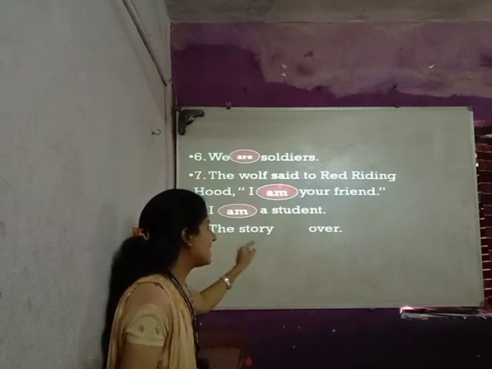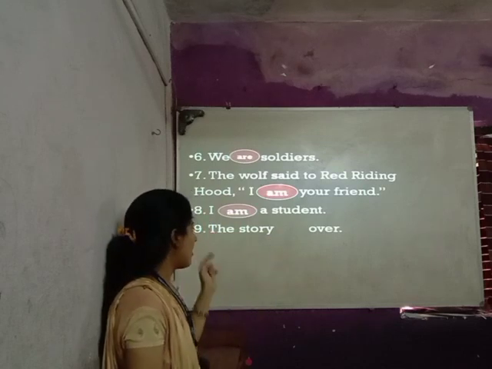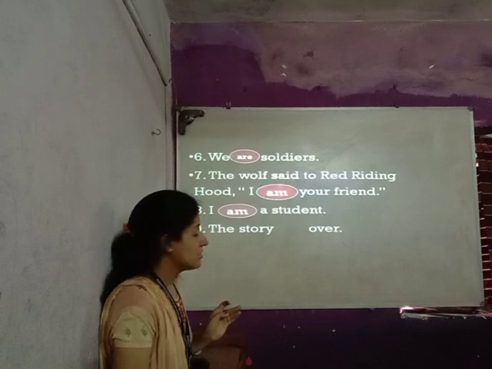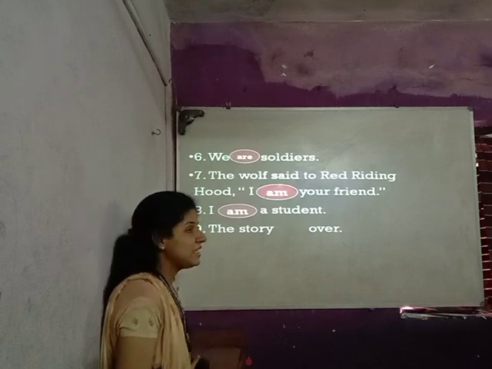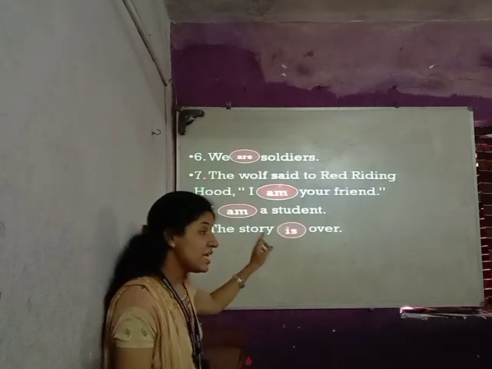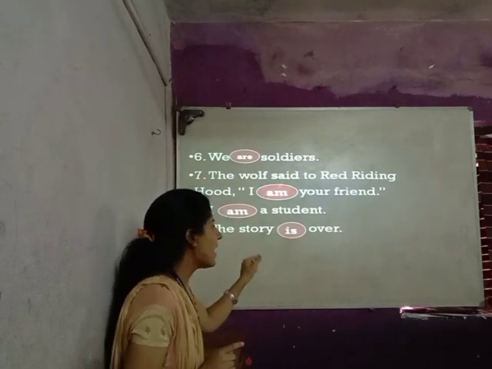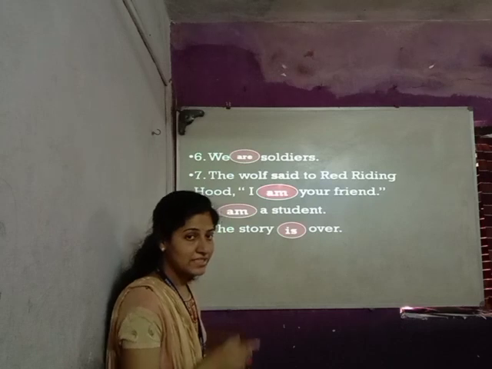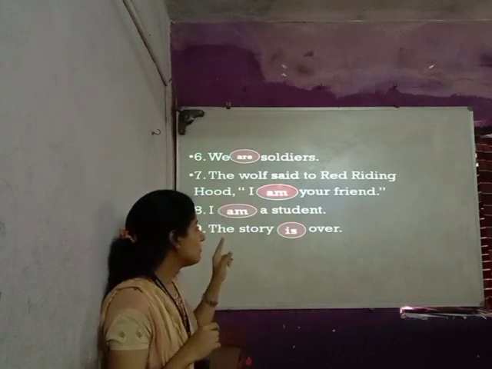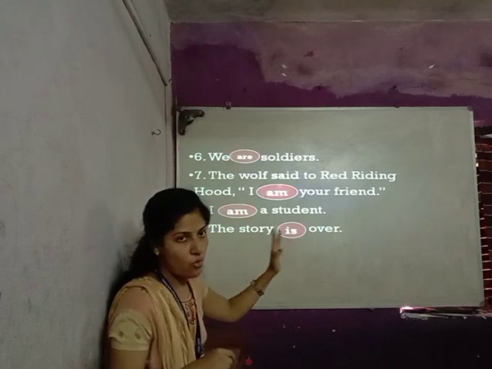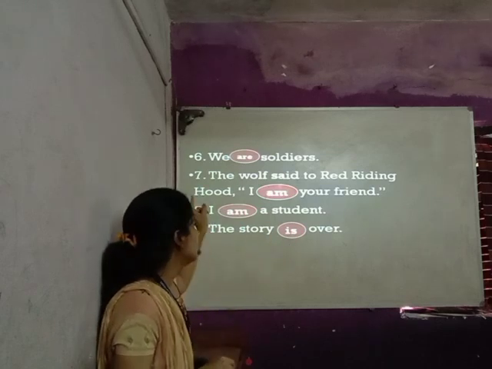Now see the next number. The story dash over. Now what will come? Is, am or are? Yes, correct, is. The story is over. It is in singular. So when it is in singular, what must we write? Is. So the story is over. Understood?